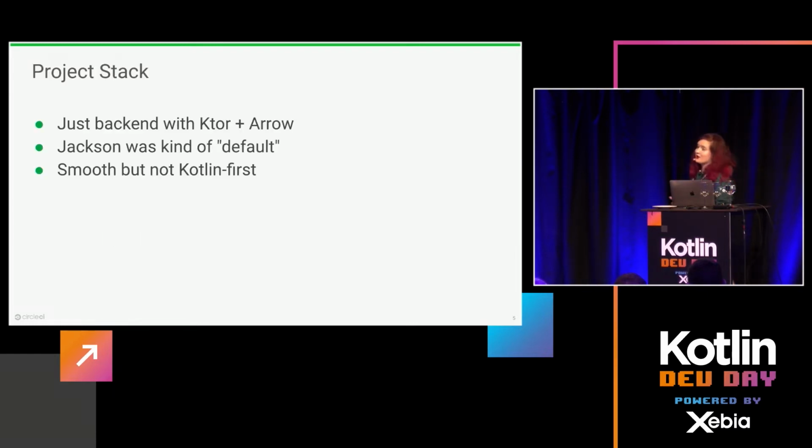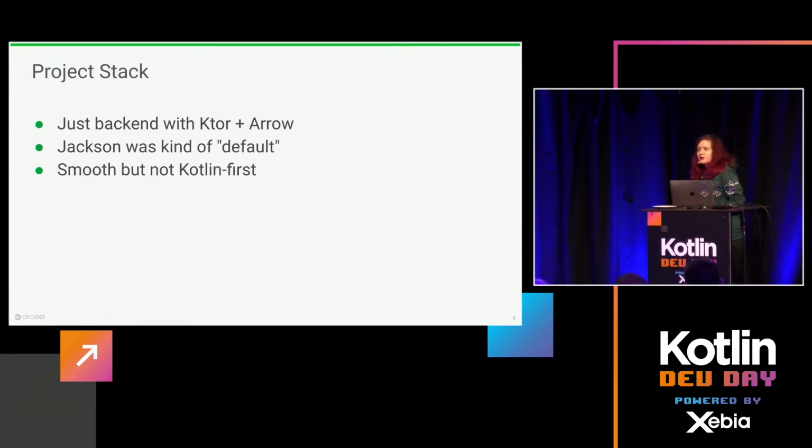So today I'm going to talk about a backend project. No front-end, nothing special about it. So like Kotlin, using Ktor, okay, not Spring, but Ktor, and Arrow, that is the library for functional programming. For deserialization, we used Jackson. Why? Because it was kind of the default solution in our department and company itself, and totally nothing wrong with it. It was nice, it was working, but it was not Kotlin first.